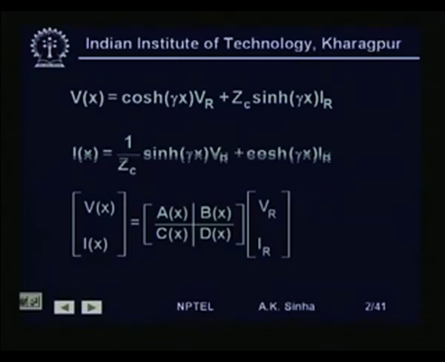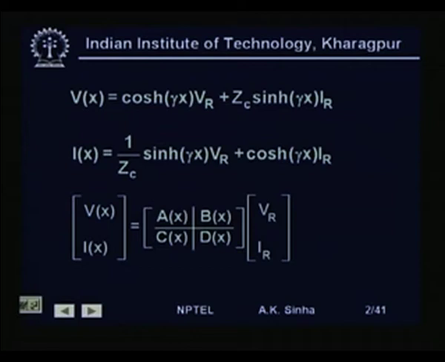For these lines, we said that the line voltage Vx at a distance x from the receiving end is given by cos hyperbolic gamma x into Vr plus Zc sin hyperbolic gamma x into Ir, where gamma is called the propagation constant, x is the distance of the point from the receiving end. Vr and Ir are the voltage and current at the receiving end.